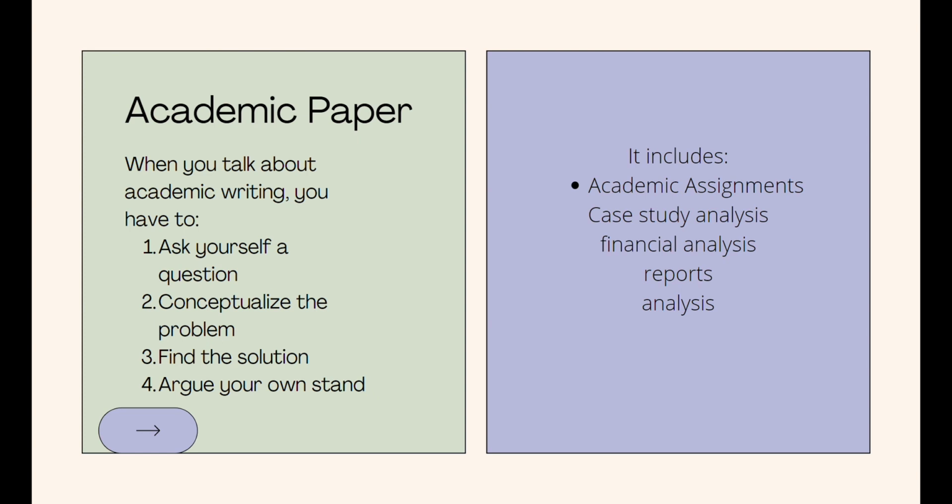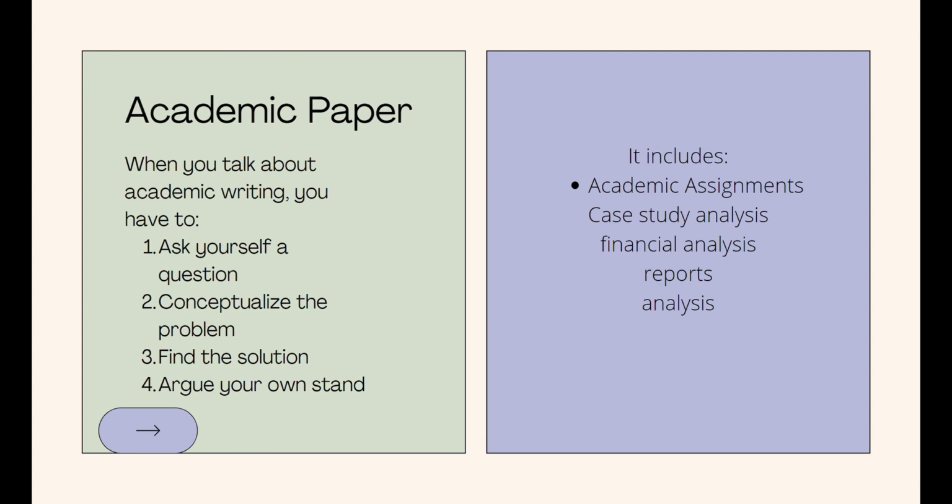So when you talk about academic writing, you have to, okay, let's have this four. First, you ask yourself a question and then conceptualize a problem, find a solution to that problem, and of course, argue your own stand. Okay, so first, you have to, again, look for a question or a point of contention, okay, a topic that you can research about, and then you have to find evidence for that in your paper to prove or explain. Okay, so it will also assist you in crafting a well-focused thesis statement.